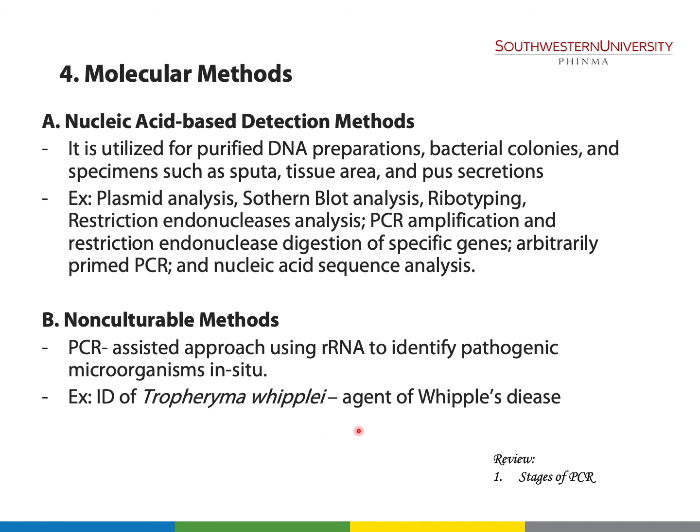A common diagnosis which employs this type of method is identifying Tropheryma whipplei, which is the agent of Whipple disease. Whipple disease, by the way, is a rare bacterial infection that most often affects the joints and the digestive system. Whipple disease interferes with normal digestion by impairing the breakdown of foods and hampering your body's ability to absorb nutrients such as fats and carbohydrates.